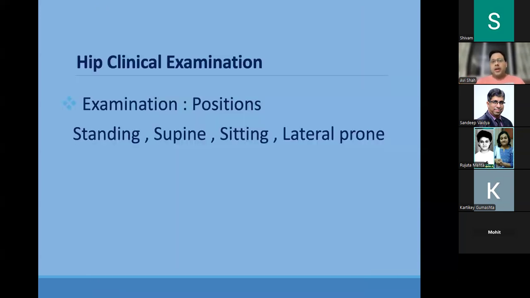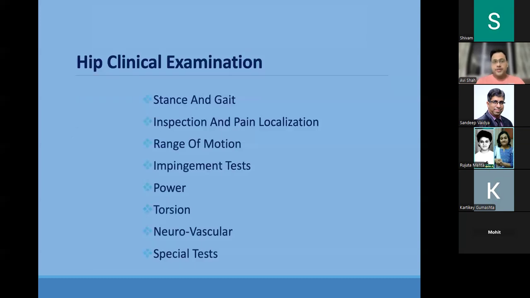So, coming to the hip examination, just this supine examination does not suffice, especially in these older individuals, especially when we will be talking about certain conditions. You need to examine in all of these positions: standing, supine, sitting, lateral, and prone. So make sure to check the hip and do the tests in all of these positions.